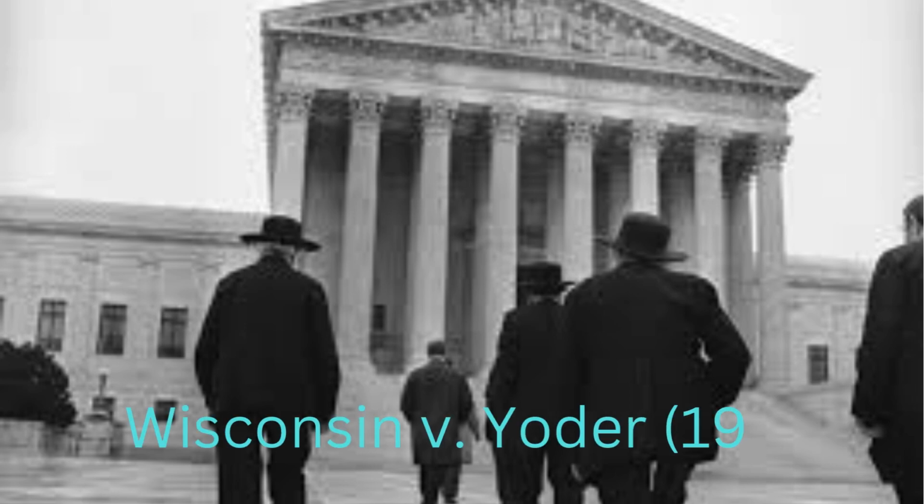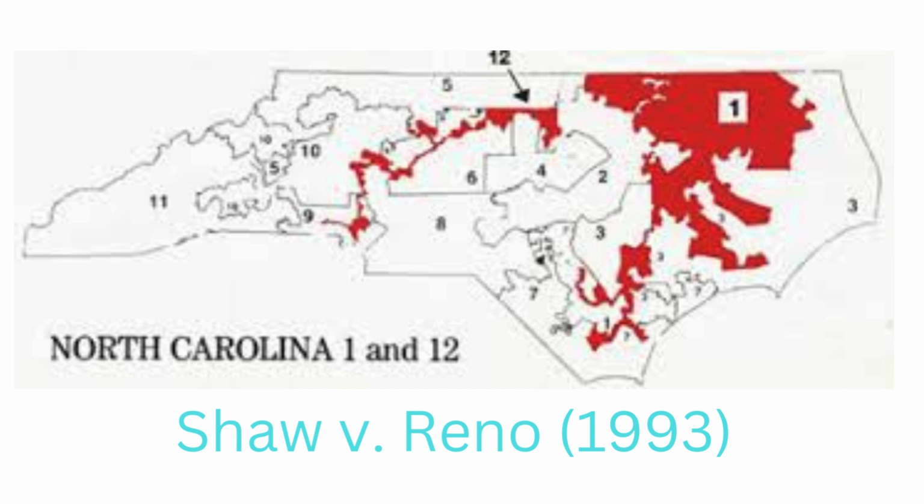Yoder, where it was decided that the First Amendment's free exercise clause was applicable to the states as well. And then we move on to Shaw v. Reno, which decided that redistricting of districts could not be based solely on race.